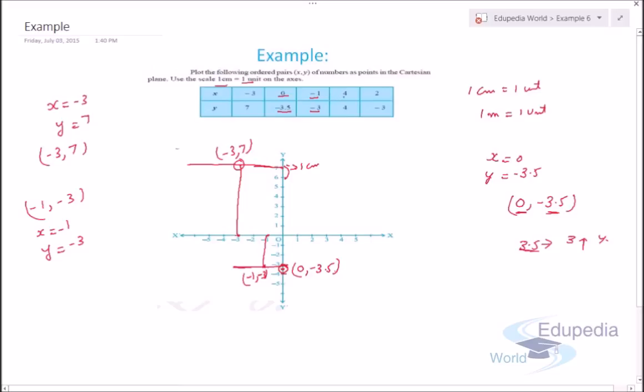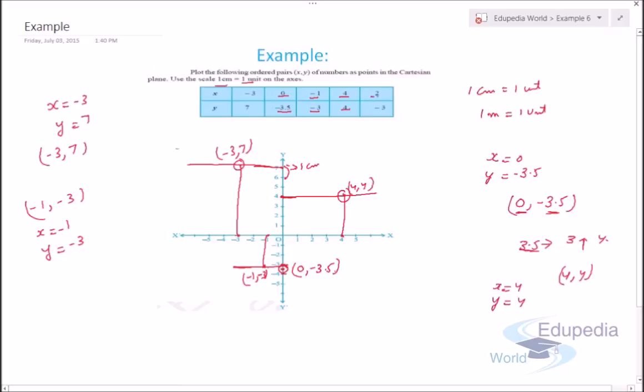Now this point x is 4 and y is 4. So this means we have x as 4 and y as 4. So the point becomes 4 and 4. Now this will be x as 4, here is a point, y as 4, this is a point. So again we draw a straight line, again we draw a straight line. So this point is 4 and 4.